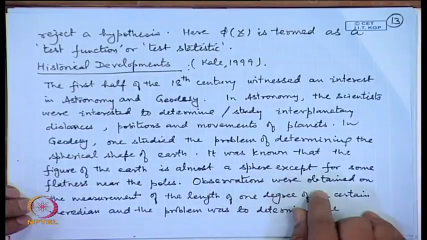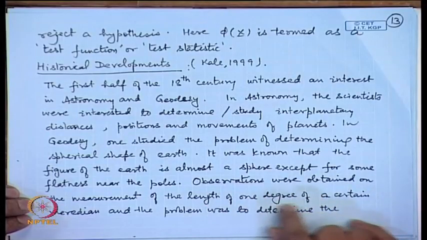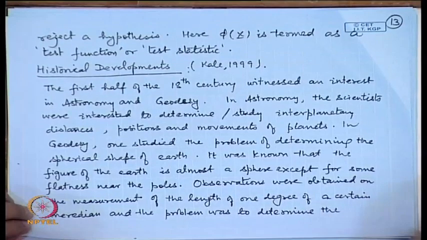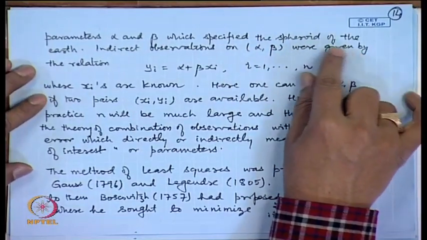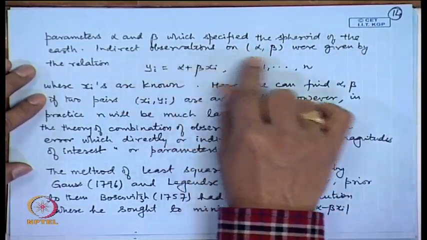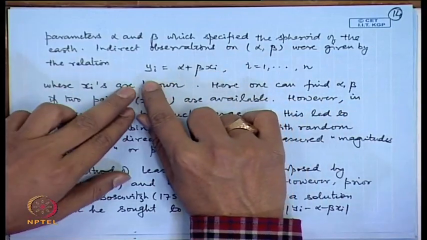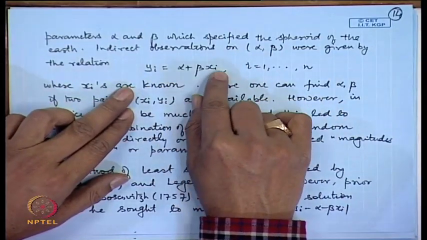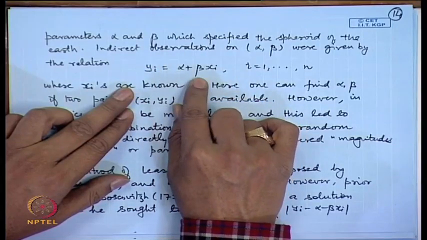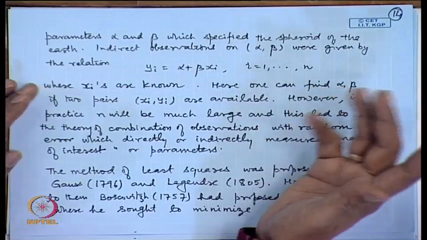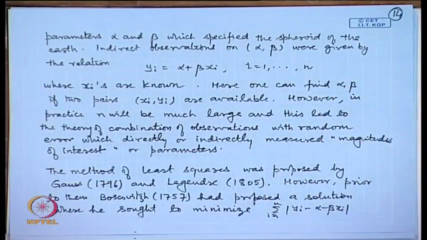For example, they are taken about the length of 1 degree of a certain meridian, and the problem is to determine parameters alpha and beta, which specify the spheroid of the earth. So, indirect observations on alpha and beta are given by the relation y_i is equal to alpha plus beta x_i. Here the x_i's are given to us, y is given to us, so alpha and beta are to be estimated. Nowadays we understand this as a problem of simple linear regression.